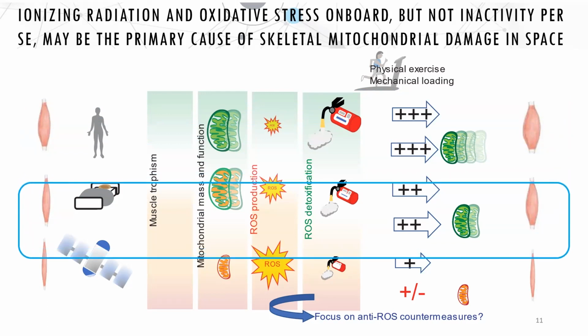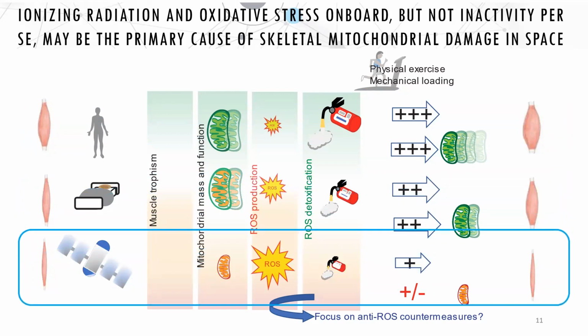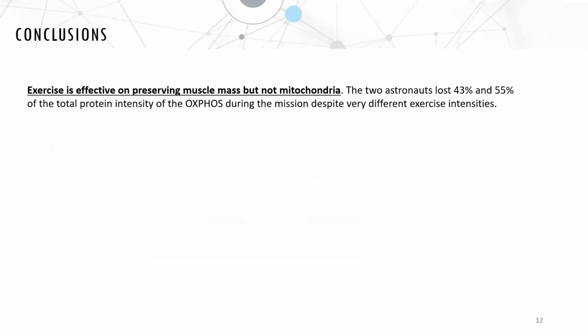What happens in space is completely different. There is extreme atrophy. There is mitochondrial damage, probably due to a large amount of reactive oxygen species and an insufficient antioxidant response. If we train, we have a very partial response. We suspect that this is due to the induction of an antioxidant response rather than a direct effect. And so in conclusion, I think exercise is very effective in preserving muscle mass, but not mitochondria, when we are on the International Space Station.